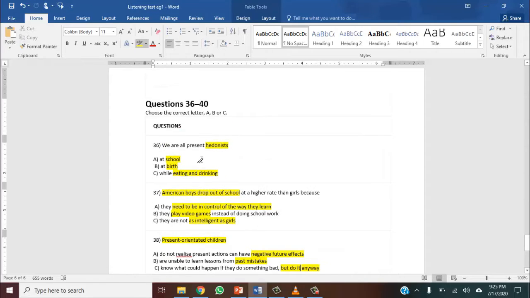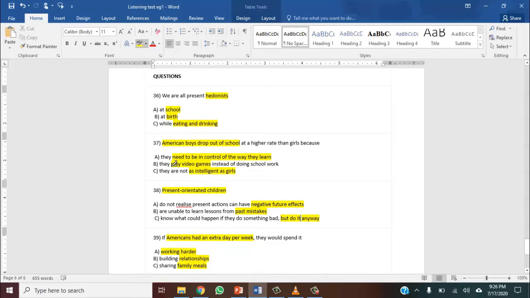We initially discussed that if you have enough time, you must read the questions and the options and mark keywords in both. So here, in question number 36, the question says that we are all present hedonist, and hedonist has been marked as a keyword. The options include at school, at birth, and while eating and drinking, and I have marked each of them as a keyword. Now what is important is that when the recording is going on, we must pay attention to when these keywords appear in the recording.